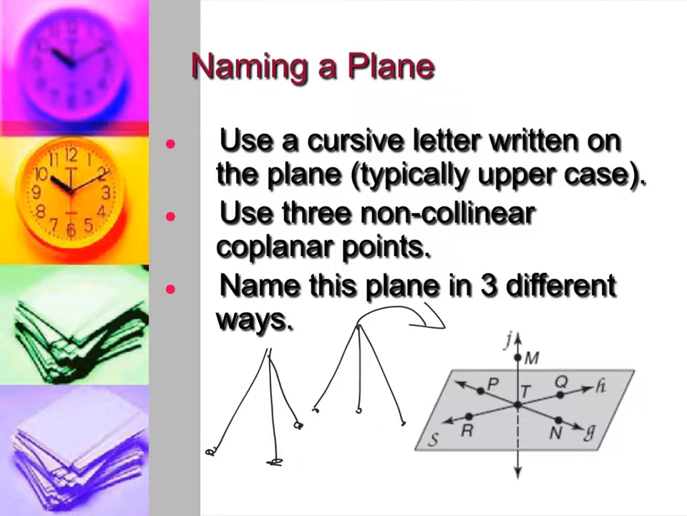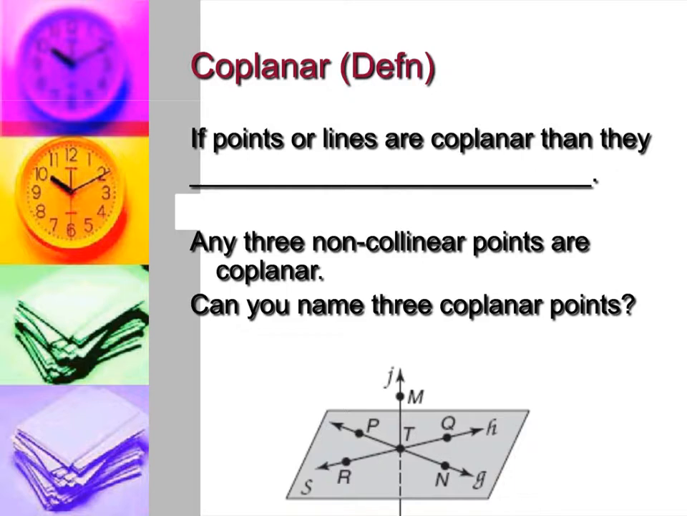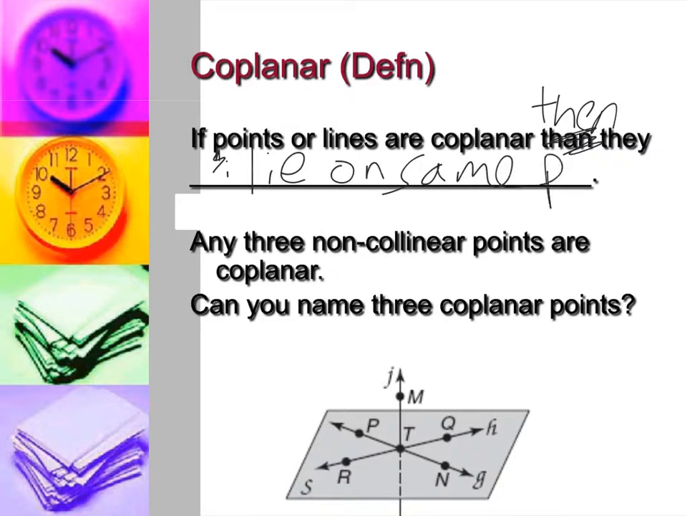Anyways, all right? So we have, if points or lines are coplanar, then, that should be then. So we're talking about coplanar now, not collinear, but coplanar. So if points or lines are coplanar, then they lie on the same plane. If points were collinear, they lie on the same line. So in this case, they lie on the same plane. Okay. Now it says any 3 non-collinear points are coplanar.